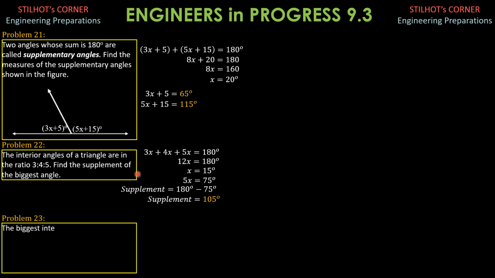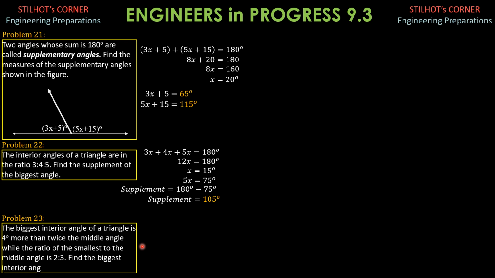Problem 23. The biggest interior angle of a triangle is 4 degrees more than twice the middle angle, while the ratio of the smallest to the middle angle is 2 as to 3. Find the biggest interior angle. So the biggest interior angle of a triangle is 4 more than twice the middle angle. So that means theta biggest is equal to 2 times theta m plus 4. So theta b equals 2 times theta m plus 4.